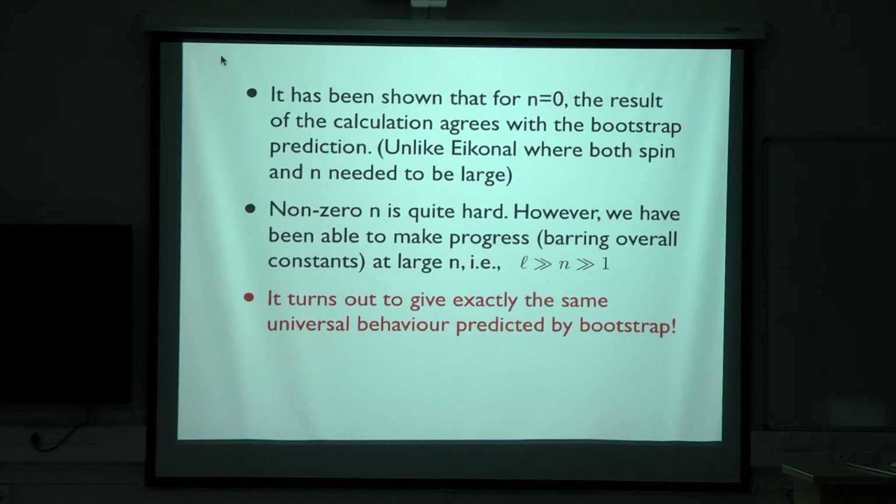Now this is different in spirit to the eikonal limit, where both spin and n needed to be large. To extend this calculation to non-zero little n is quite hard, but we managed to make some progress in the limit where little n itself is big. And it turns out to give exactly the same universal behavior, the functional dependence as well as all the explicit coefficients. They exactly agreed with the bootstrap result.